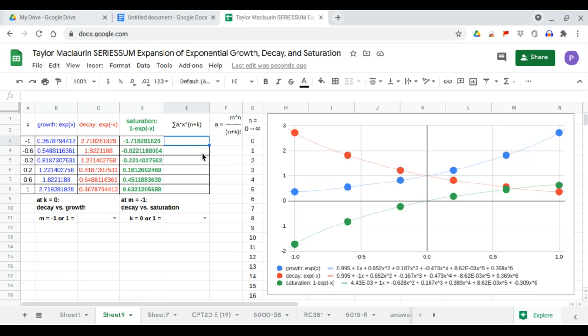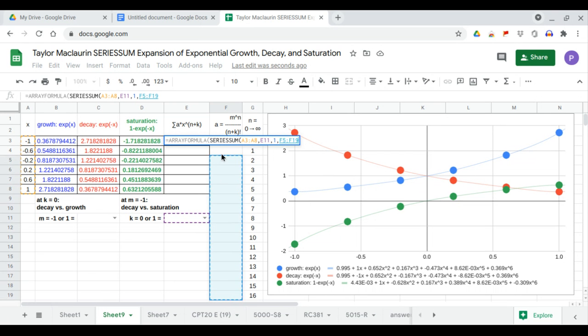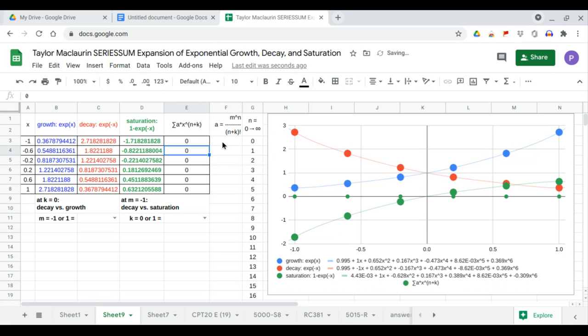Next, we continue with the formula of the Taylor-Maclaurin SERIESSUM expansion, which is R formula, series sum of the x values raised to the power n plus k. Our n values will be 0, 1 to infinity, while k is 0, 1. So starting is k, and the increment is 1. And the coefficient will be up to this portion, the maximum of our n values. Now we can continue with the coefficients. So this is equal to our formula.